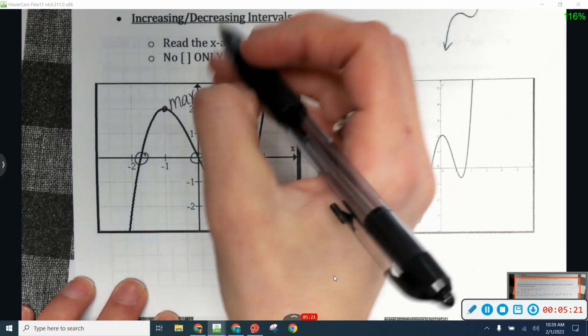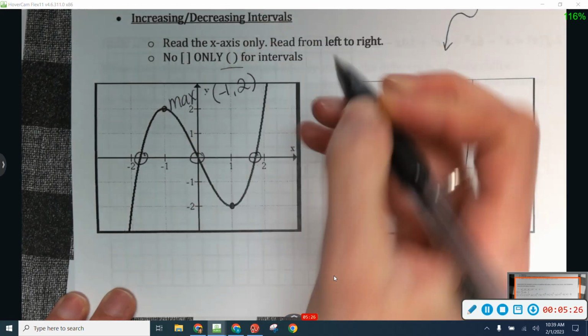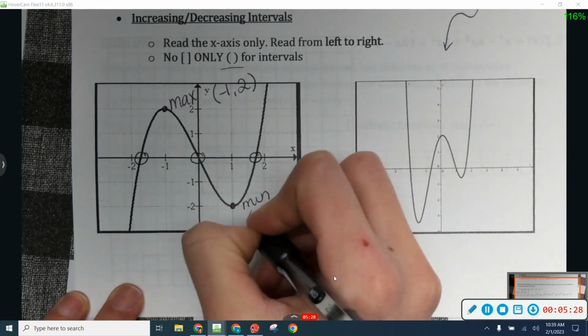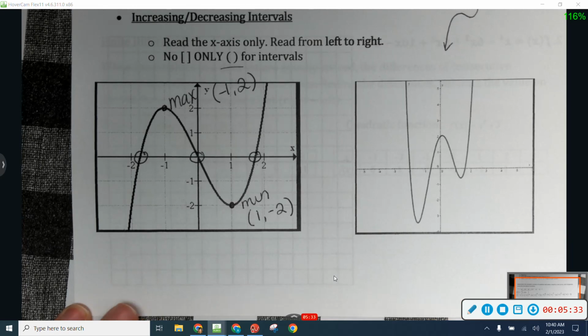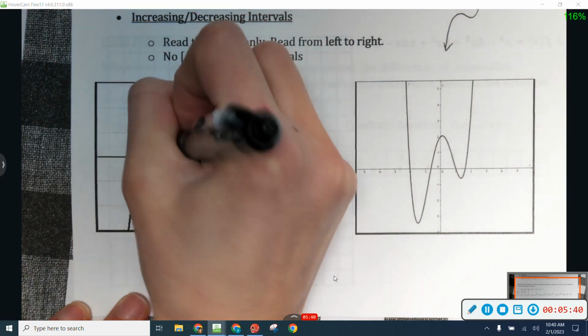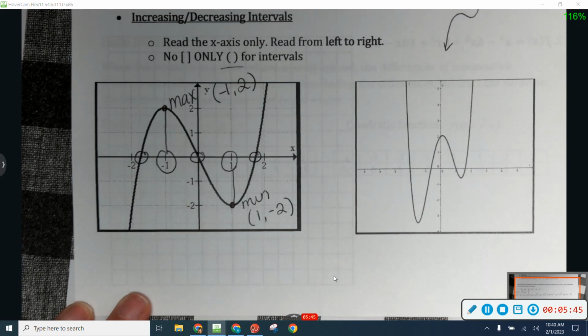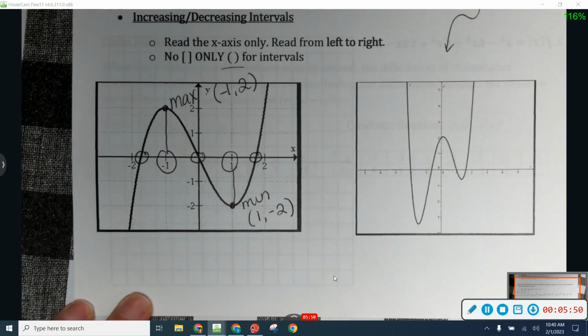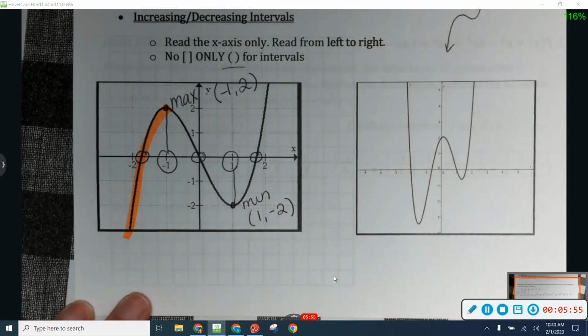So my max is at -1, 2. My local minimum is at 1, -2. So if I were doing an interval on increasing and decreasing, these x values for my max and min are pretty much like my breaking points of those intervals, right? Because I'm increasing all the way up to that one point.